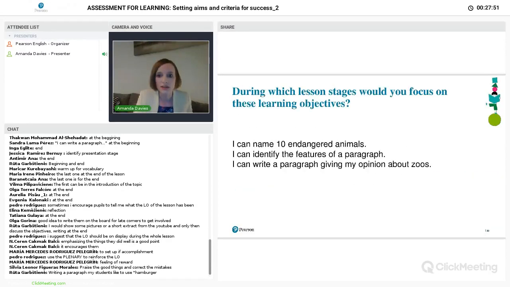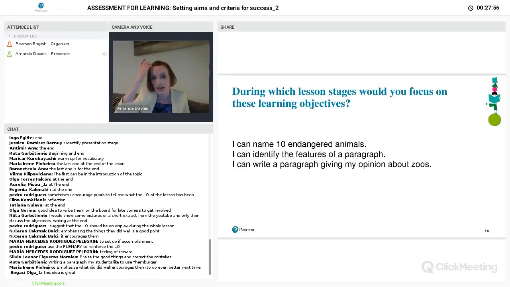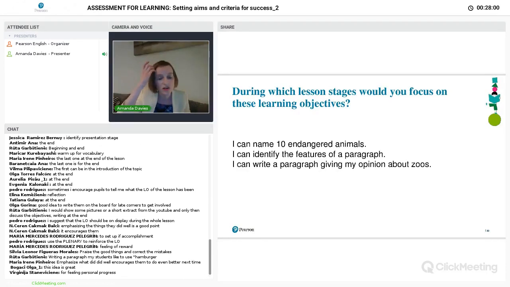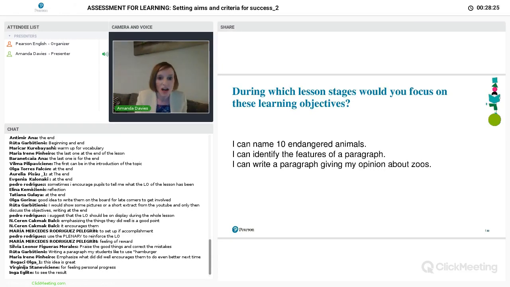Okay, so these learning objectives relate to vocabulary and writing. Somebody asked about structures, so we can also use them for structures. If you're teaching teenagers, which I think is a really good age group for learning objectives, then you can maybe use some meta language. So you can even say, okay, well, I can use the present perfect to talk about past experiences. Or I can talk about wishes and regrets in the past, and that lesson would be about third conditional.